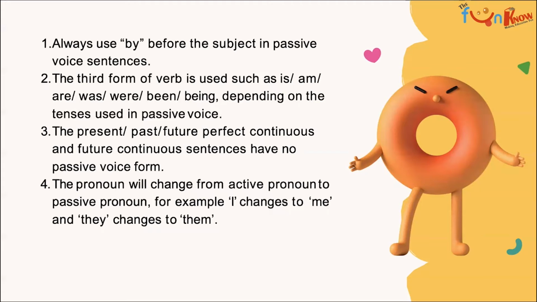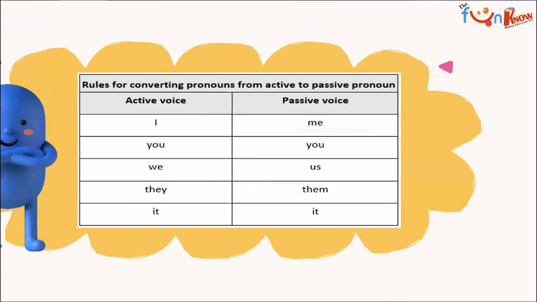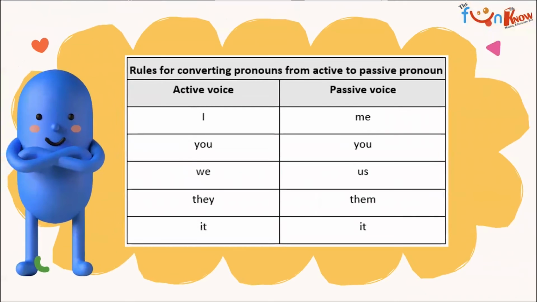The pronoun will change from active pronoun to passive pronoun. For example, I changes to me and they changes to them. Some more rules for converting pronouns from active to passive pronoun. In active voice, you have I, which becomes me in passive voice. You becomes you in both active and passive voice. We becomes us, they become them, and it remains the same for both active and passive voice.